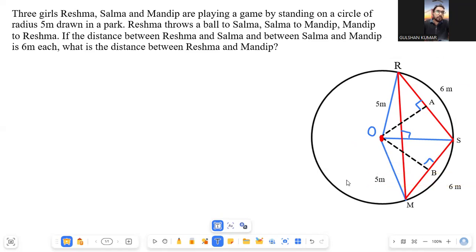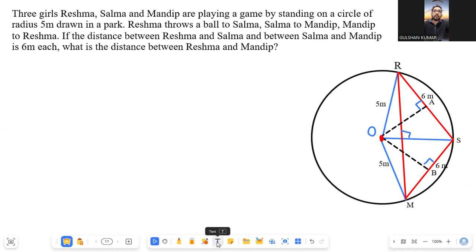So we mention here that OM is 5 meter and OR is 5 meter, and this is 6 meter and this is also 6 meter, that is RS and MS.